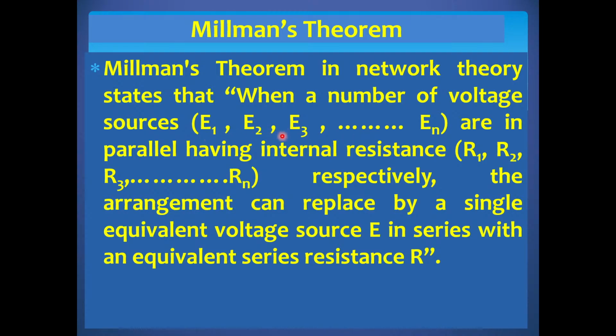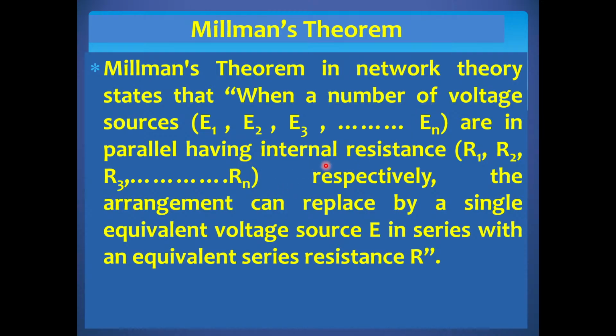If there is more than one voltage source in the given circuit, connected in parallel with their internal resistances, each voltage source has its own internal resistance. The internal resistance of E1 is R1, of E2 is R2, of E3 is R3, of E4 is R4, and so on up to the nth voltage source. There may be 2, 3, 4, or n voltage sources in the circuit.